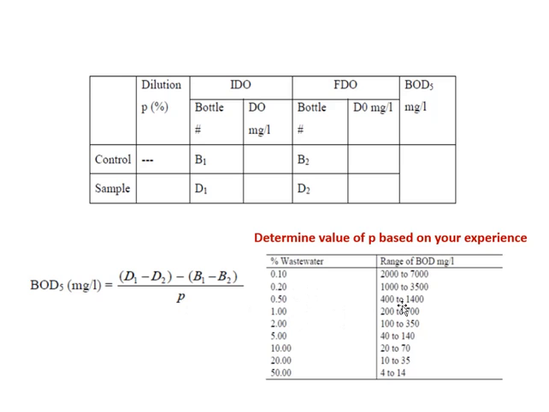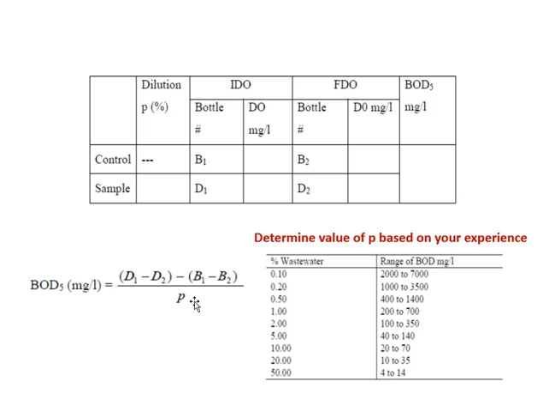based on judgment. How do we get this value? For example, I have the idea that my wastewater has a BOD value of around maybe 100 to 350 milligram per liter. So that is the range of the BOD. Based on that, I can use, for example, 2%. If, based on my judgment, I feel that the BOD will come out to be around 400 to 1400, then I will use 0.5% of the wastewater. What is the meaning of 0.5% and 2%?